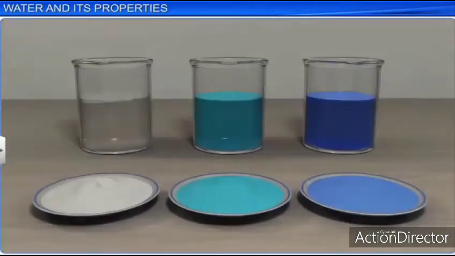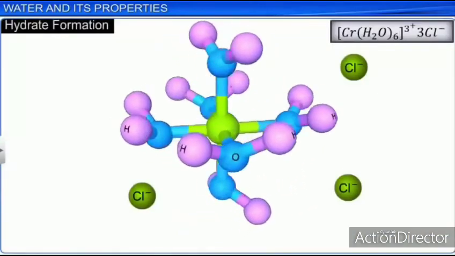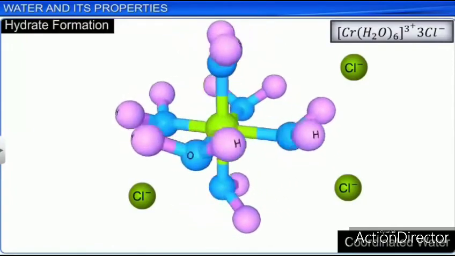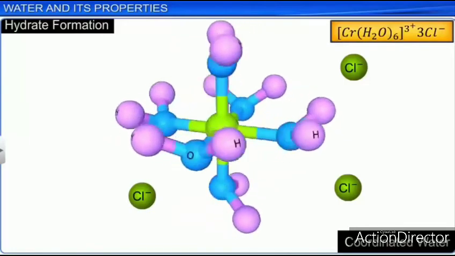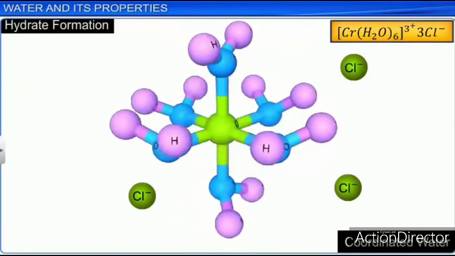Hydrate formation. Many salts can be crystallized as hydrated salts from their aqueous solutions. There are three types of hydrates. The first type of hydrate is coordinated water. For example, in [Cr(H2O)6]3+ 3Cl-, water molecules are coordinated to metal ions in a complex.